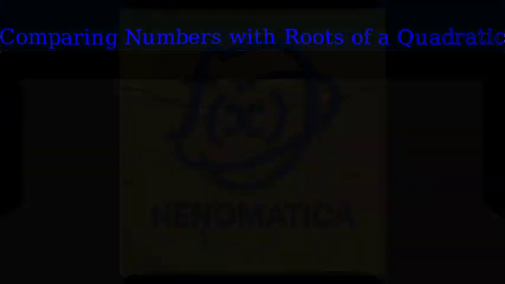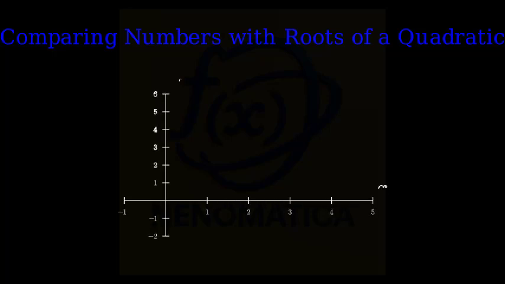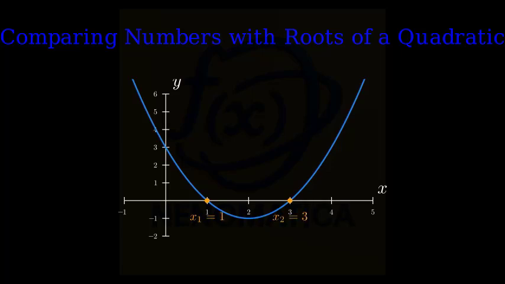In this lesson, we will compare two numbers with the roots of a quadratic equation, using sign logic that works for any parabola. First, let f of x equal ax squared plus bx plus c, with a not 0. Suppose it has two real roots, x sub 1 less than x sub 2. We'll draw a representative parabola opening upward to visualize the signs.